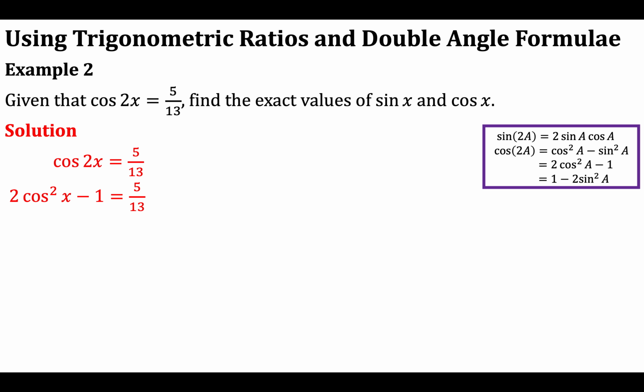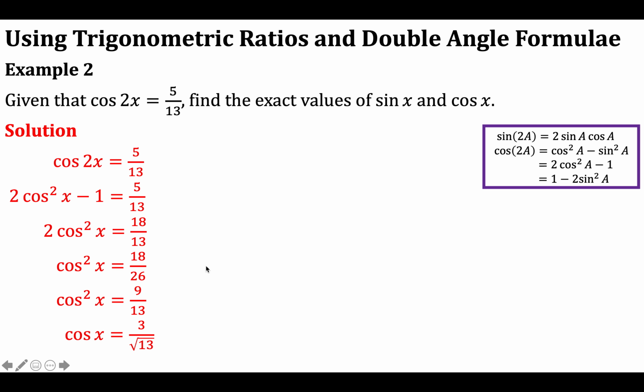So I know that 2 cos squared x minus 1 is equal to 5/13. I'm going to add 1 to both sides, and that gives me 18/13, which is equal to 2 cos squared x. If I now divide by 2, that gives me 18/26 in the first instance, which simplifies to 9/13. And you might have been happy just jumping straight there. We now need to square root both sides of the equation, so we get that cos x is equal to 3 over root 13. So that's our exact value of cos x.